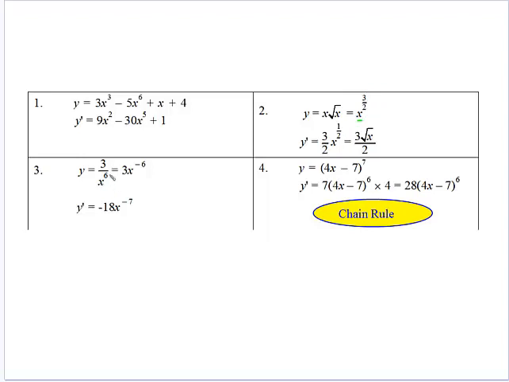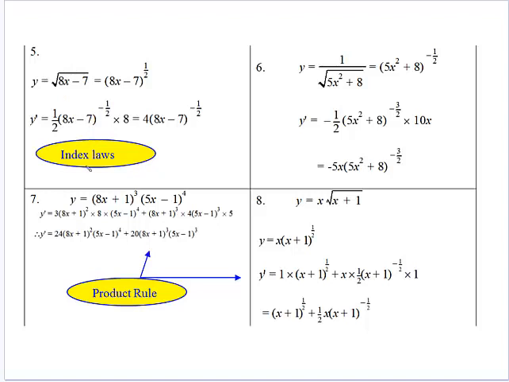If we've got a fraction, that becomes a negative power. We look at the application of the chain rule in question 4. The 7 comes down, the bracket stays the same, we subtract 1 from the power and then multiply by 4, which is the derivative of 4x minus 7. And then clean it all up. Index laws are really important, as you can see, like the square root of x has to be put in 8x minus 7 to the power of a half, and then you can differentiate.